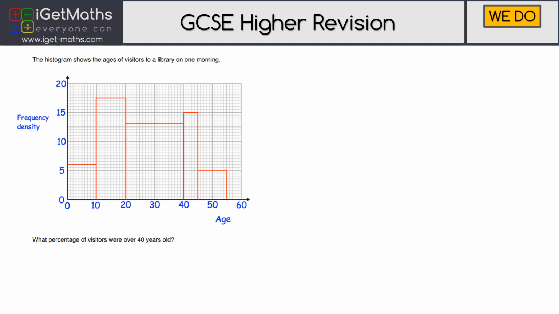Okay, so the histogram shows the ages of visitors to a library one morning. What percentage of visitors were over 40 years old? Remember, to find out the frequency, you are trying to find out the area, which you would do frequency density times the class width, which is how wide each bar is. So you've got frequency equals frequency density times the class width.